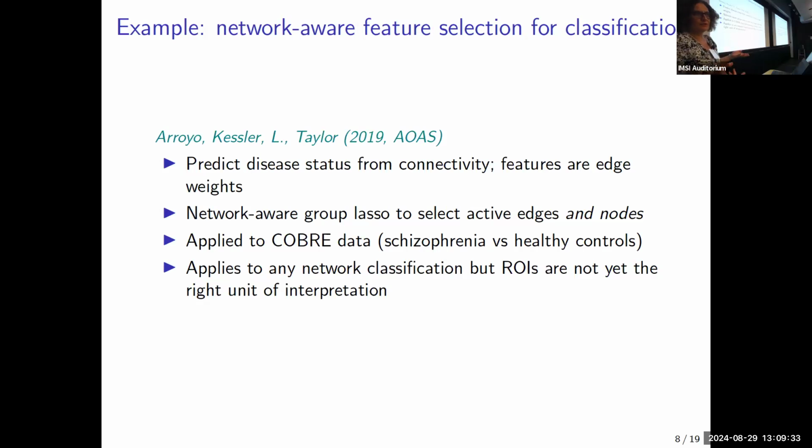But then what do we learn from that? Because at that point, we were still networks people more than neuroimaging people, and we were trying to keep it as a general networks classification. We tried to select active edges and nodes. So not just edges as variables, but also nodes. That helps, gives you a nicer picture. Still, ROI is not quite there.